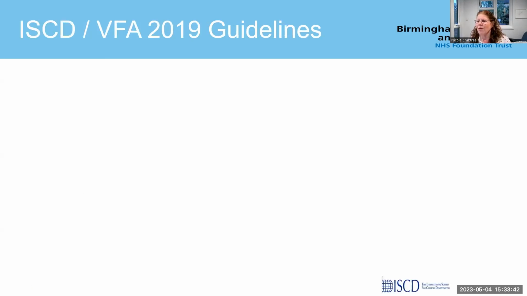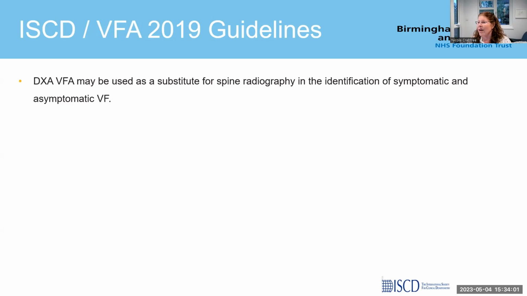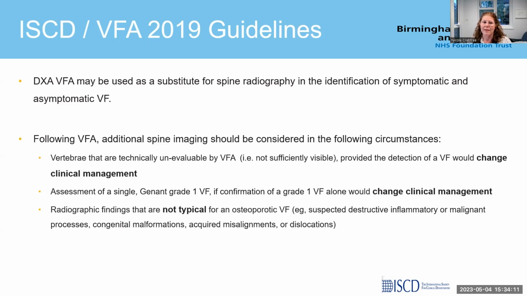So we've done the work, we validated the technique, we're now using it. We know that there are problems with mild vertebral fracture identification, but the technique has now been adopted by the International Society of Clinical Densitometry. And in their most recent guidelines, the 2019 guidelines, they identified that DXA can be used as a substitute for spine radiography, the identification of both symptomatic and asymptomatic vertebral fractures.